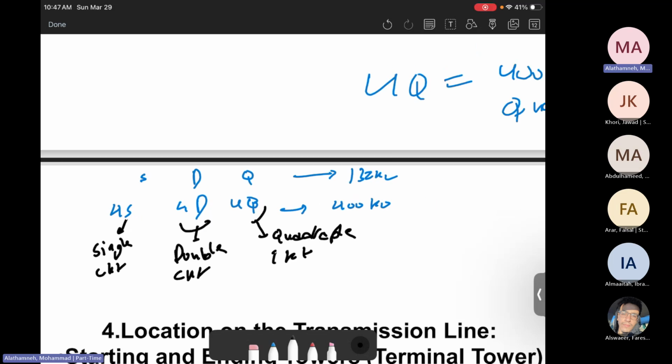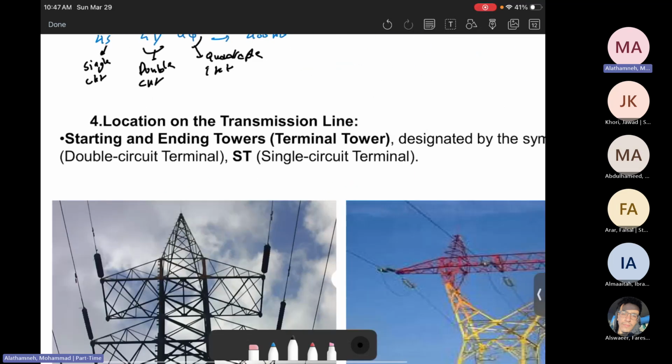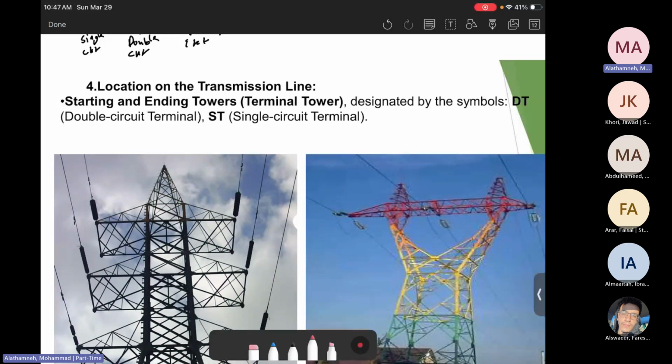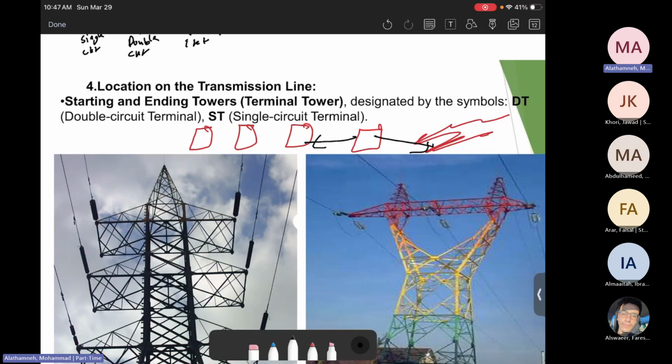Now the next thing, let's keep going. The location of the transmission line, which is the starting and the ending towers, is based on the terminal. So the terminal towers at the substation are designed as special towers. Why? Because we used to have towers here, then here is the substation. So the last tower is called the terminal tower. Then you will see the mechanical forces here different than the mechanical forces here, which must be designed specially.